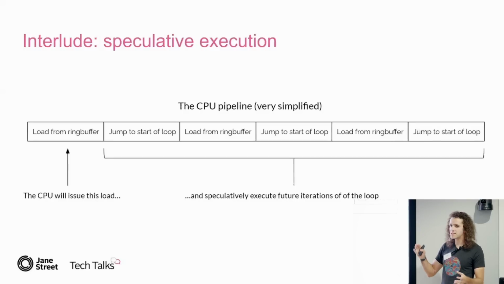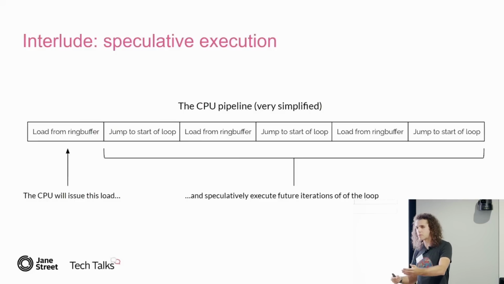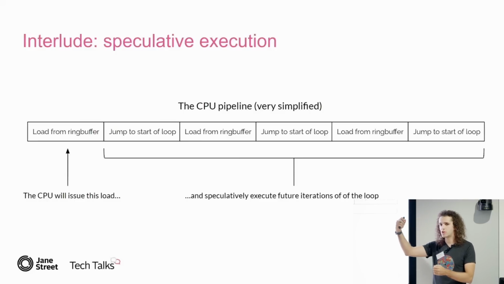If we visualize the CPU pipeline here, very simplified, if there are any hardware engineers in the room, I'm so sorry, it might look something like this. The CPU will issue a load from the ring buffer, and because the last 100 times this load has come up empty, it will speculatively jump to the start of the loop again. Again, it'll issue another load, assume it'll come back empty, jump back to the start, and so on and so forth. We get this pipeline that's quite deep.